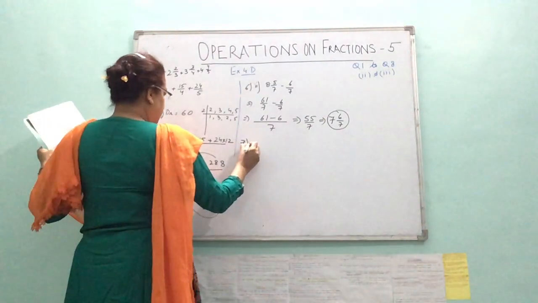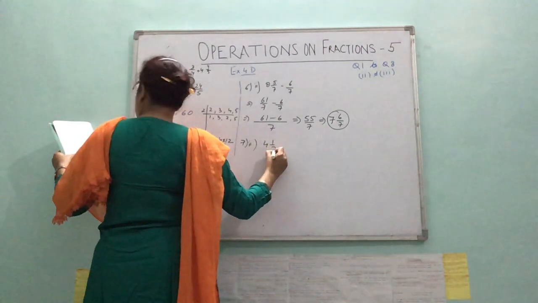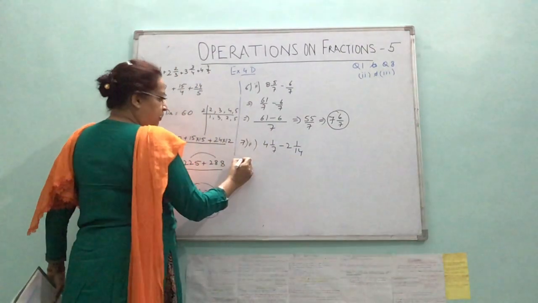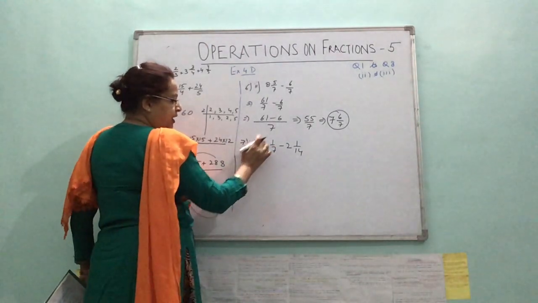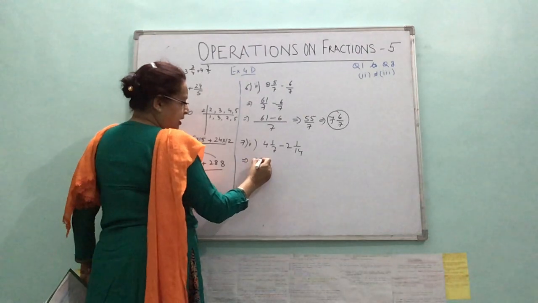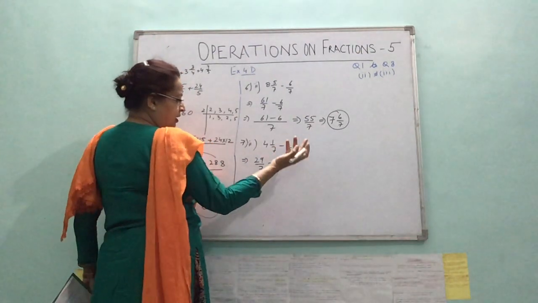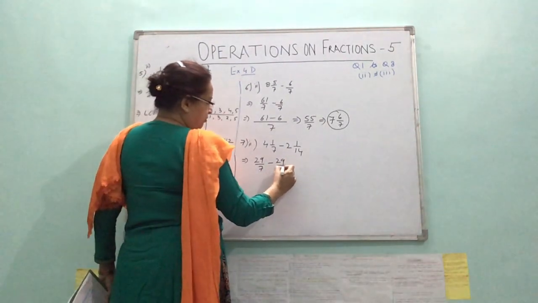Question number 7, second part. 4 whole 1 by 7 minus 2 whole 1 by 14. So we'll convert it first to improper fractions. 7 into 4, 28 plus 1, 29 by 7. 14 into 2, 28 plus 1, 29 by 14.